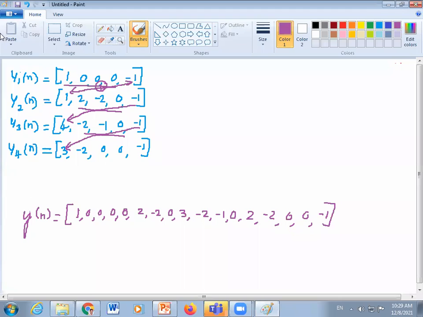So how many samples are there now? You just count the samples. 17. Total samples we got is 17. So how many samples were expected in the output? 17, sir. 17 samples are expected. So this is our output. Understood? Any confusion here? No, sir.